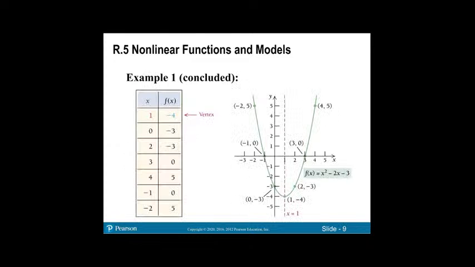Starting with the vertex, you just plot a few points on either side. Whenever you get a point on the left, you automatically get a point on the right. So 1 to the left of 1 is 0, and 1 to the right of 1 is 2. Both of those have a y value of negative 3, when you plug them into the function and see what the output is. Then plot the points.